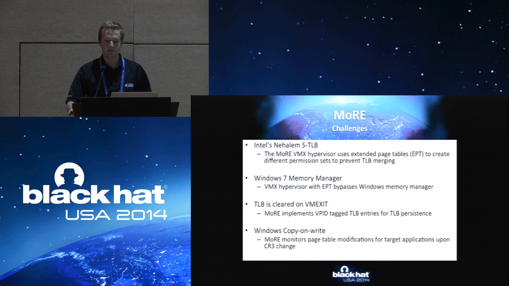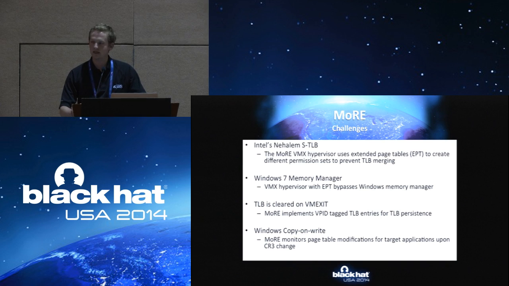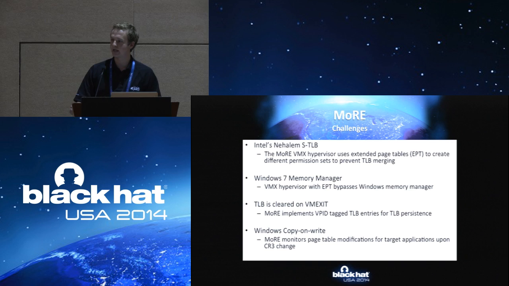So real simple, the split TLB we overcame by using EPT, which has the more granular permission set. The Windows 7 memory management, again EPT. TLB being cleared on a VM exit and VM resume, we implemented VPID tagged TLBs, and then for the Windows copy on write, we just brute force walked the page tables to make sure we can keep up with everything.